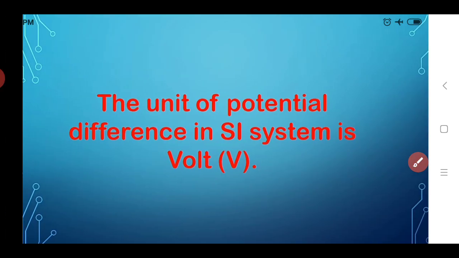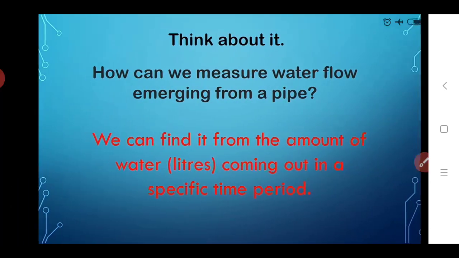In the next point we see this concept on page number 24 in your textbook. See in your textbook also, the unit of potential difference in the SI system is the volt. On page number 24 they give us a question, think about it. What is the question?